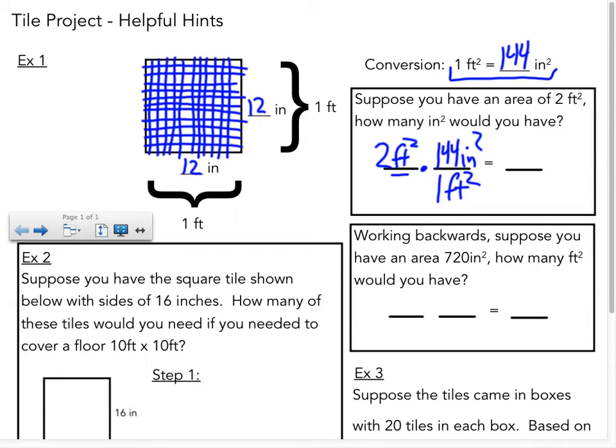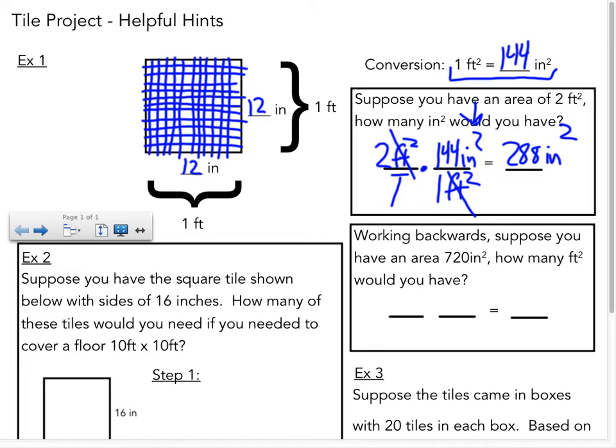squared. Now it's going to cancel the way we want because the feet squared cancel with the feet squared, and we're left with just the inches squared unit. And we multiply across. This is really 2 over 1. It's going to be 2 times 144, which is 288 inches squared. And it makes sense, right? If you've got 2 feet squared, the number of inches squared you should have should be a much bigger number, and it really is. It's 288 inches squared.